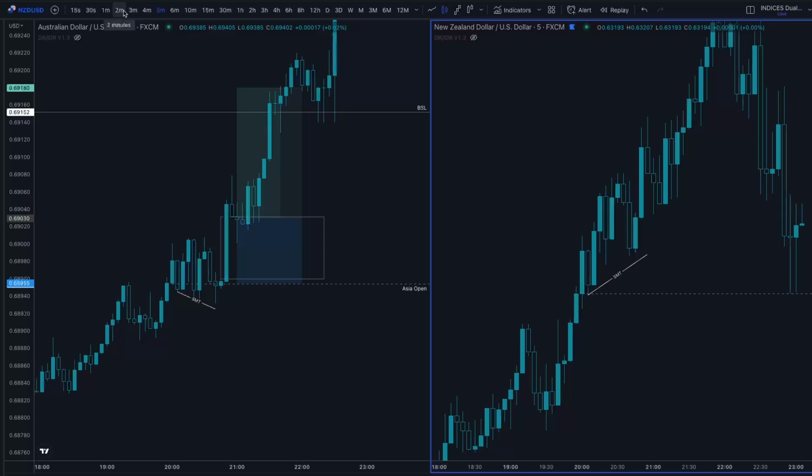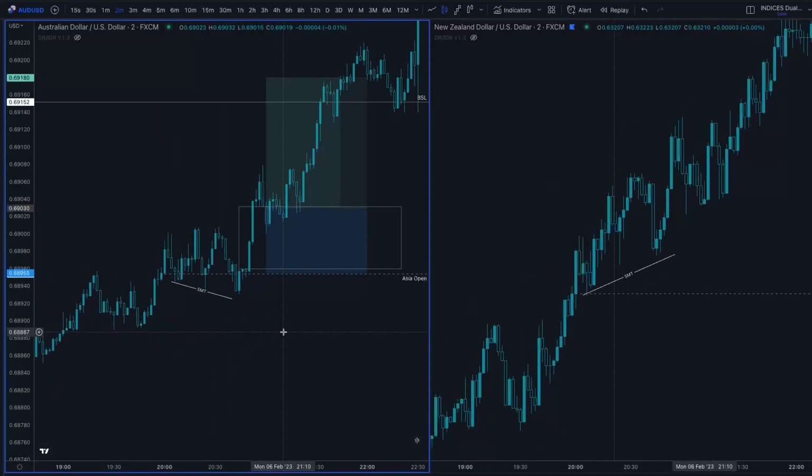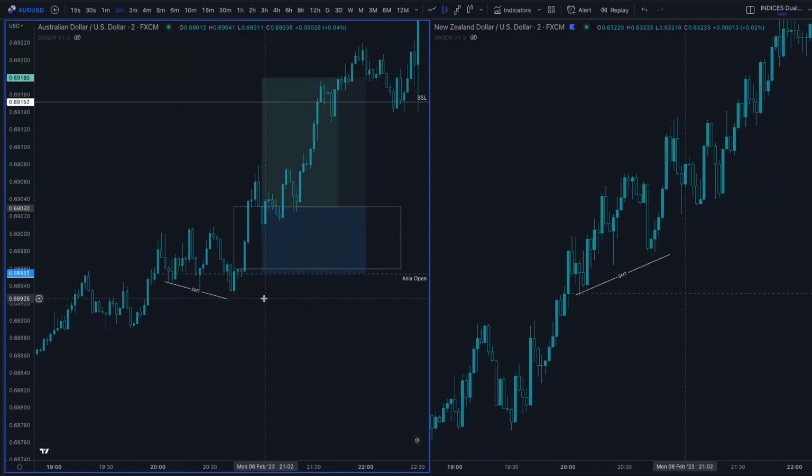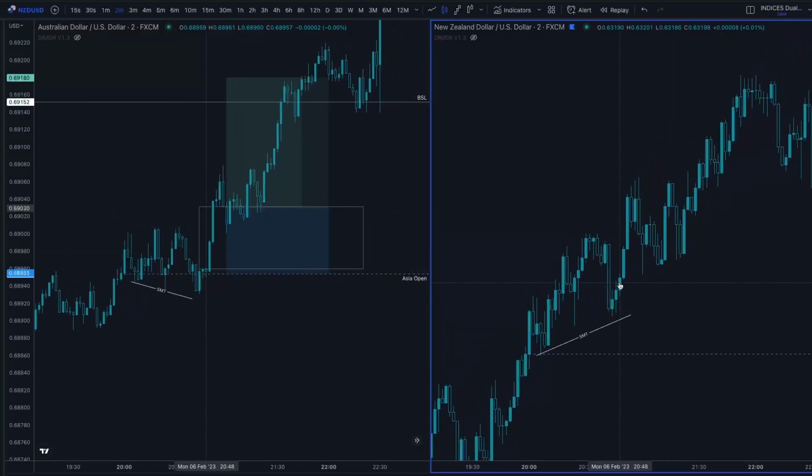Here, if maybe I go to like a 2 minute. And here we get the divergence on Aussie dollar, where price makes kind of these lower lows here into this imbalance. Then we get this strong displacement. And it doesn't matter which one you enter on. It could have been on this fair value gap here on New Zealand, or this one here.